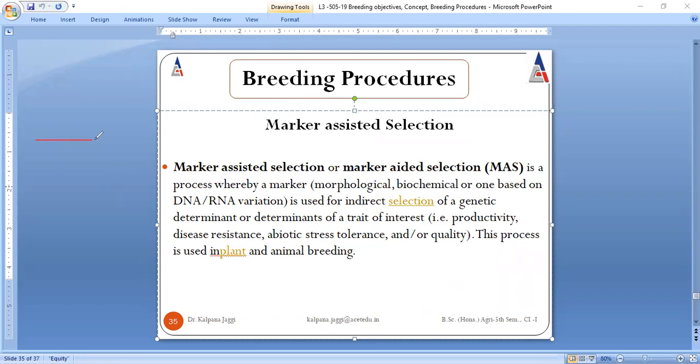For example, when you read a book, you have many lines, but the ones you find important, you highlight, right? In this way you highlight the lines, and that makes you familiar with the important lines out of the whole content of a particular page. In this way, if we are to select the desirable features from a number of features, then we attach a marker, and this marker helps in the selection of the desirable trait. So this is also a breeding procedure.